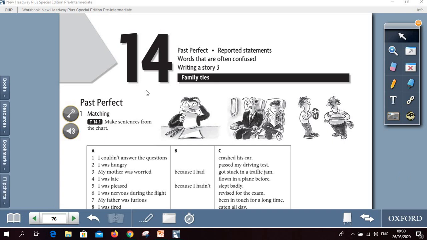Today inshallah we will take the last unit of the pre-intermediate workbook. The title of unit 14 is Family Ties, in which we will focus basically on the past perfect, the reported statements, words that are often confused in the vocabulary part, and when it comes to the writing part we will take part 3 of writing a story.